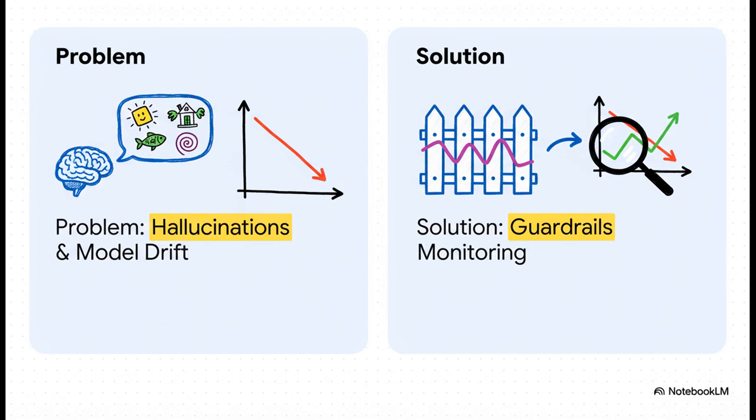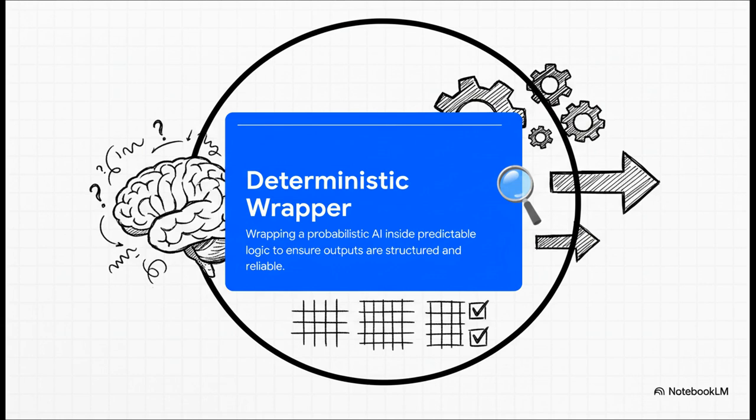We deal with these problems by setting up guardrails, which are just rules to keep the output safe, and by constantly monitoring and retraining the model to keep it up to date. And for any serious business use, reliability is everything. That's where something called a deterministic wrapper comes in. AI models are by their nature a little unpredictable. So what we do is we wrap them inside some predictable logic, like strict formatting rules. This makes sure that even if the AI is being creative on the inside, what comes out the other end is structured and reliable every single time.